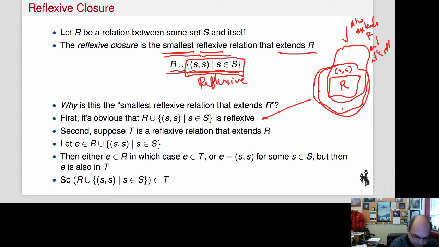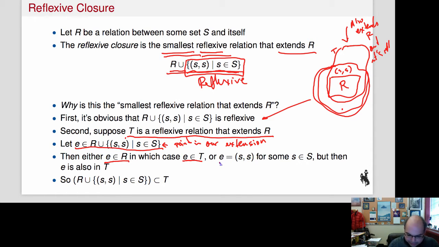So let's make that a little bit more formal. Let's say that T is a reflexive relation extending R. We're calling this T over here. So let's first of all look at some point in here. This is a point in our extension. What we're going to see is that since it's a union, there are only two cases to consider. E could actually come from the original relation R. And if it does, then of course it's also in T, because T is some extension of R.